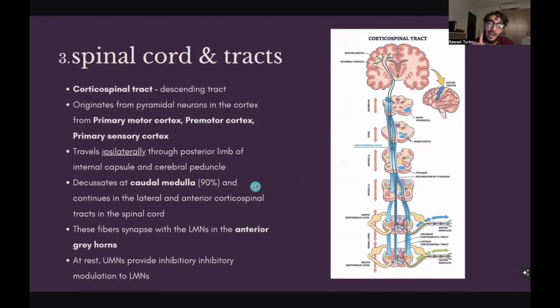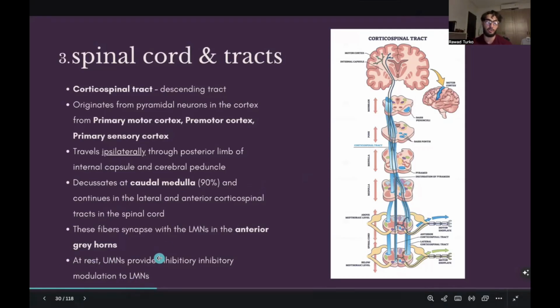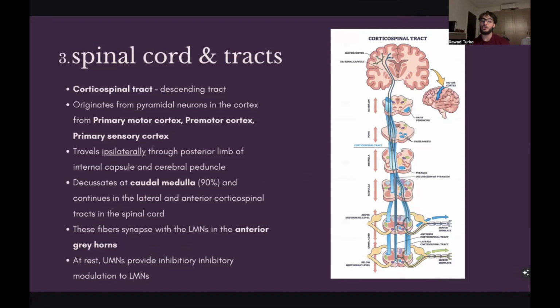You should know that at rest, when you're not making any movements and not planning any movement, the upper motor neurons provide an inhibitory modulation to the lower motor neurons. They're going to inhibit the lower motor neurons. That's why when we have an upper motor neuron lesion, you're going to see things like spasticity, hyperreflexia, or hypertonia, because you have disinhibition of the lower motor neurons. So they're going to be firing completely on their own, and that's going to lead to increased tone, hyperreflexia, all the classic signs that you see in upper motor neuron lesions. This is what you have to know about the corticospinal tract.